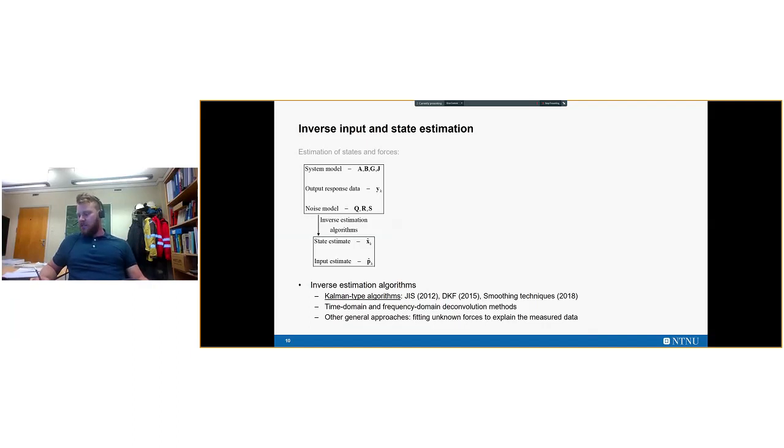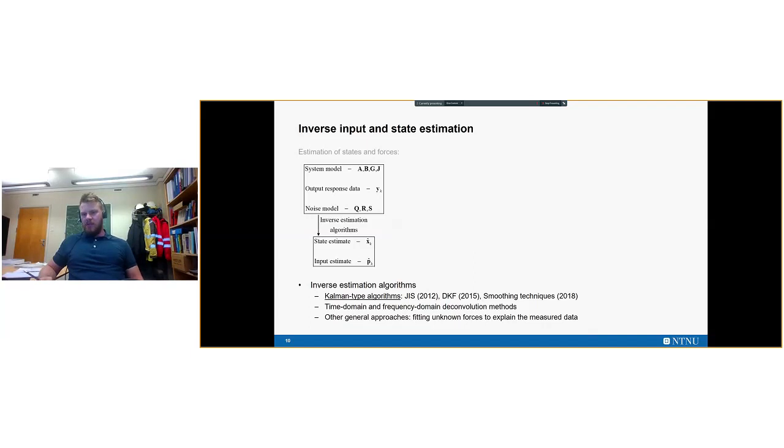So this means that these algorithms have not been tested before on these type of bridges that we'll see. So we are also active in the development and testing of these algorithms in real life structures.